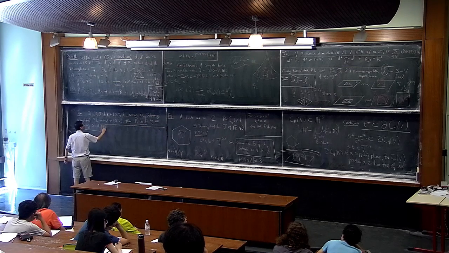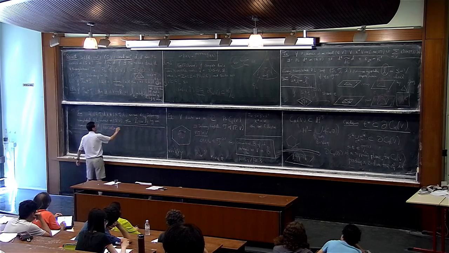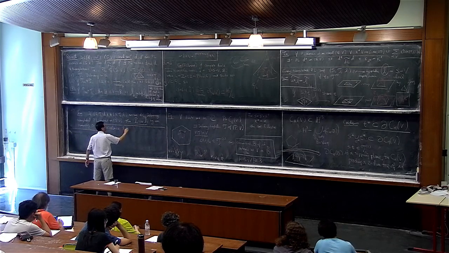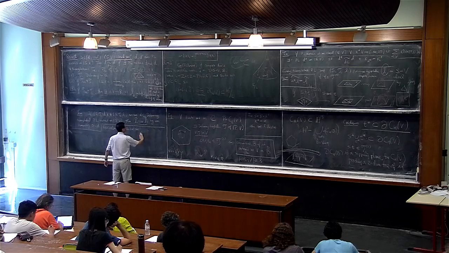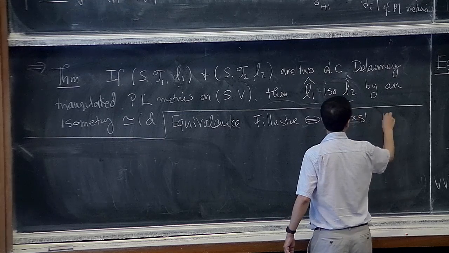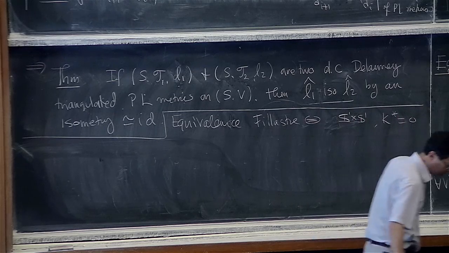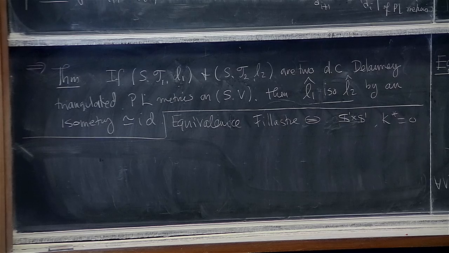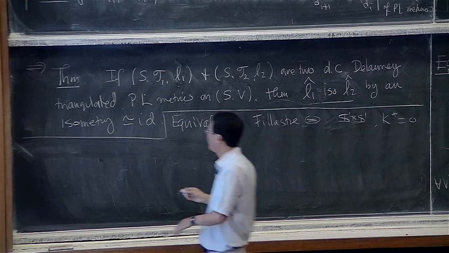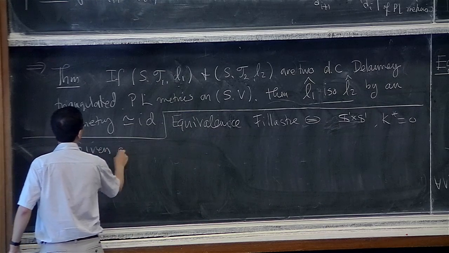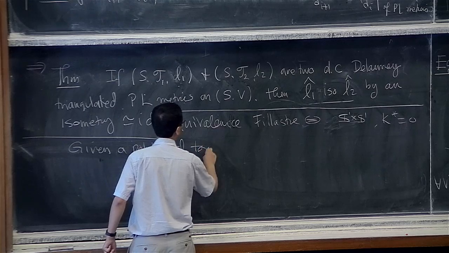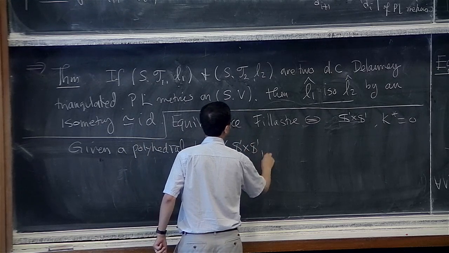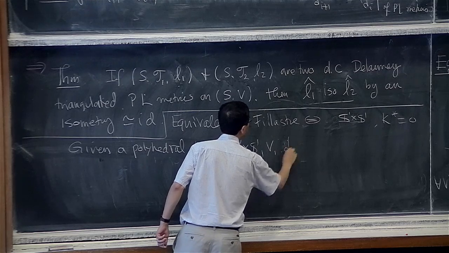So, the equivalence. This is the torus case. I'm just going to prove one direction. The other direction is the same. So suppose I give you a polyhedral metric. I give you a polyhedral torus, S1 cross S1, with vertex set V and some metric D. So I give you this.